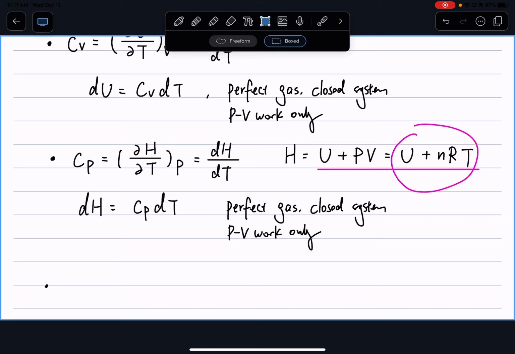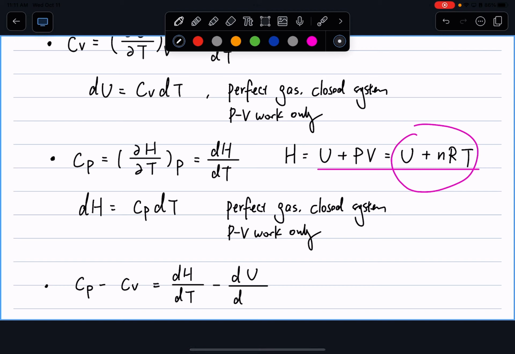And now let's try to work out the relationship between CP and CV given all this information. I'll give you about 3 minutes to work on it, and I'm going to write my equation here as well. So what we're trying to find is CP minus CV. So try it yourself.